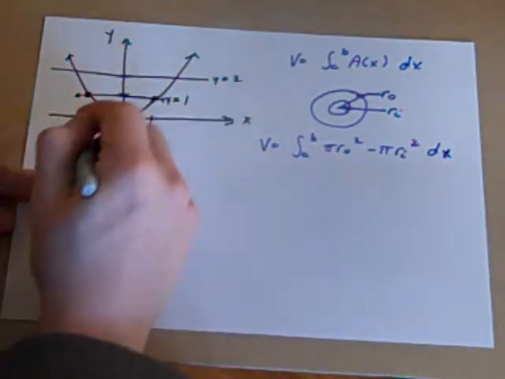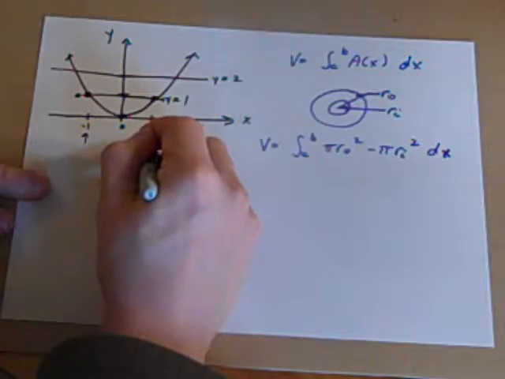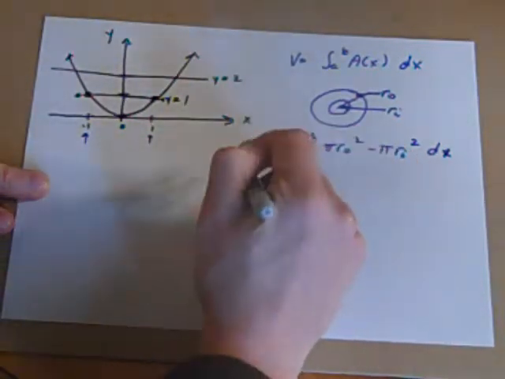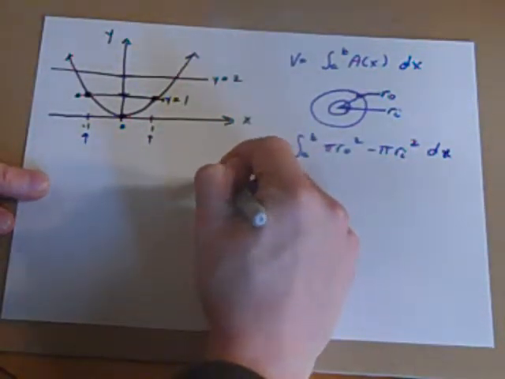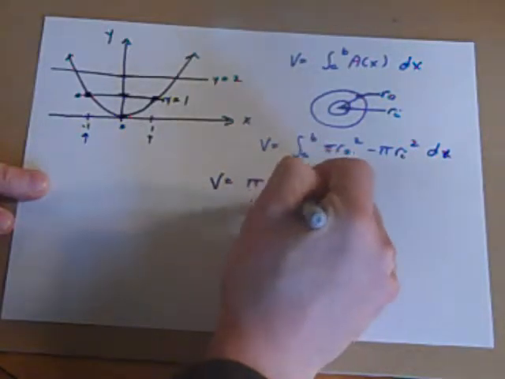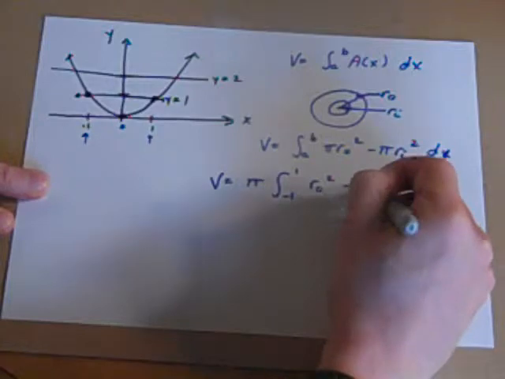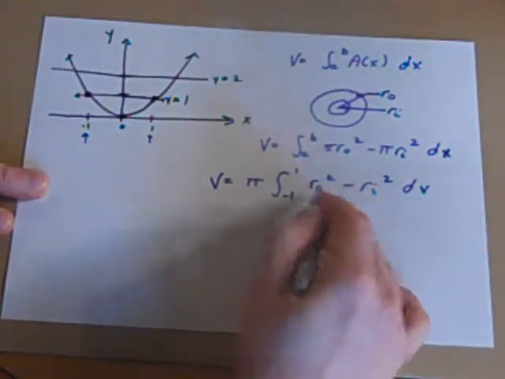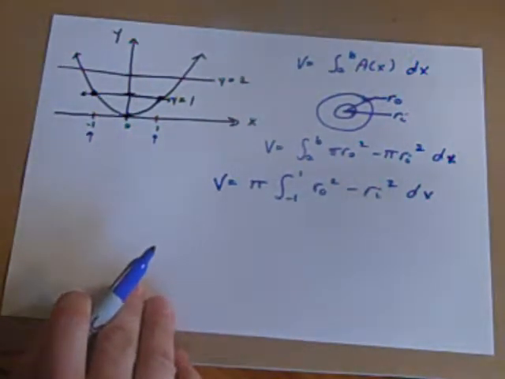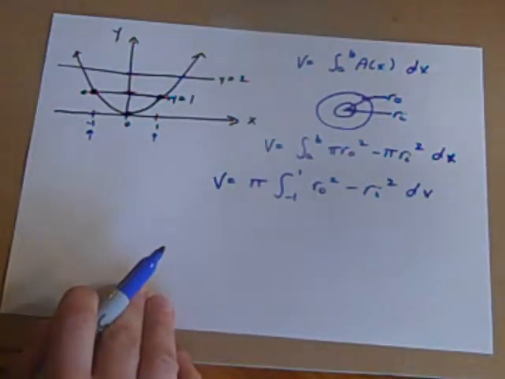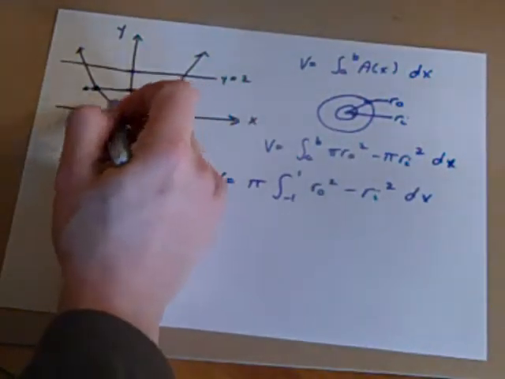I also can see that the limits of integration here are negative 1 to 1. So if I pull all this out, I can factor pi, which I usually do. I go negative 1 to 1. And I'm going to have to figure R_O squared minus R_I squared dx. I have to calculate those. So I'm going to jump to another page here for a second and kind of blow up that region here.